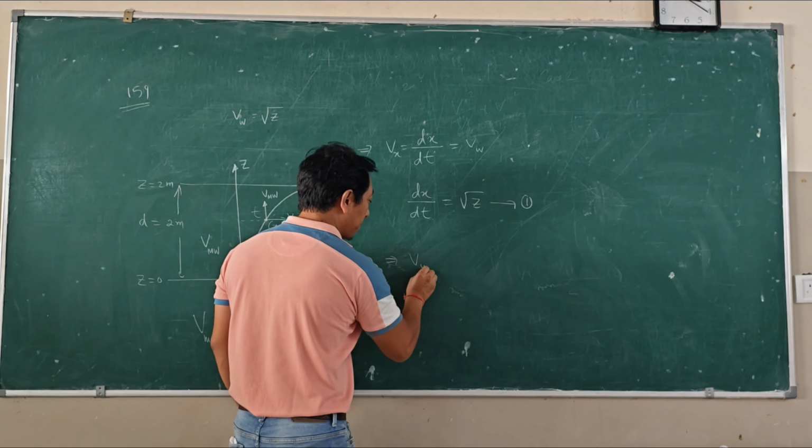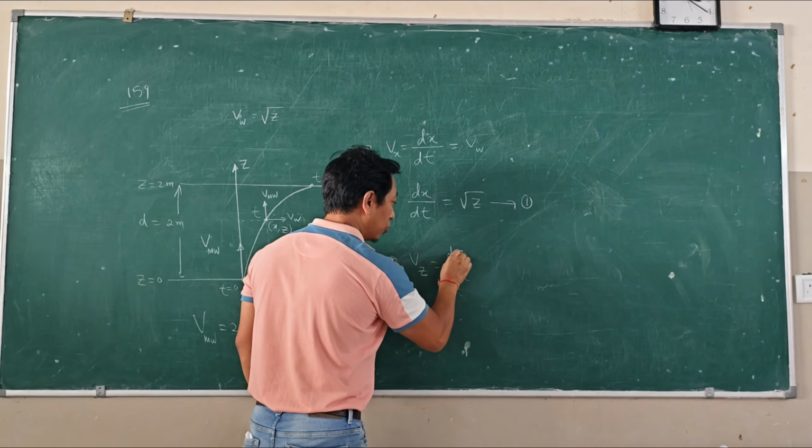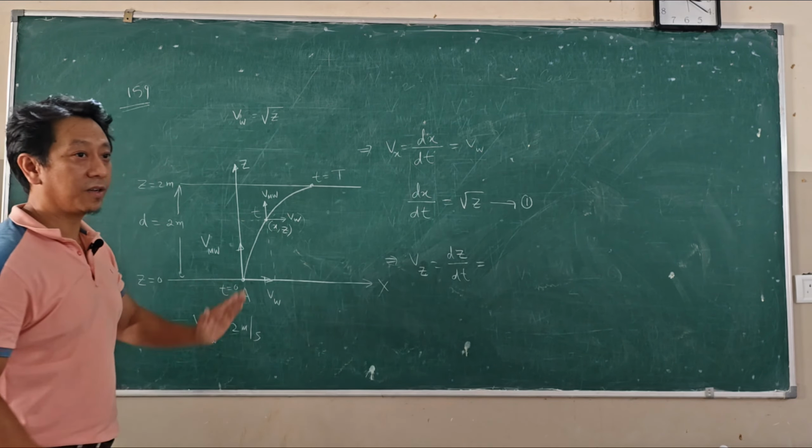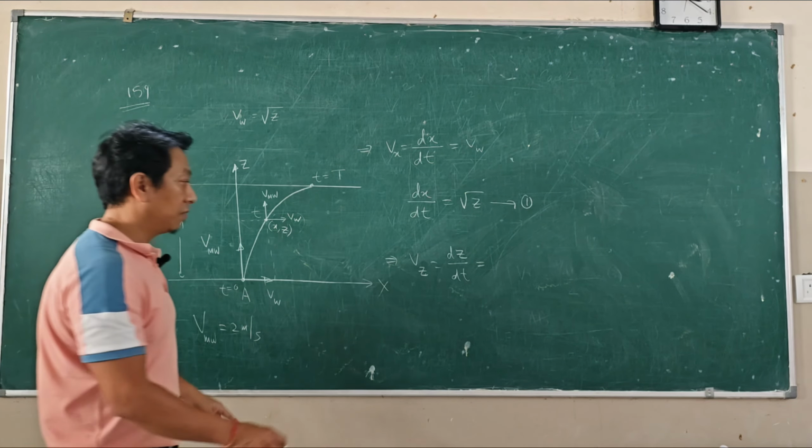Similarly, tell me Vz. dz by dt. Who is changing my z coordinate? Which velocity? River has no role. VMW. Now VMW is fixed. So dz by dt will be what? 2. So how to solve equation 1 and 2?